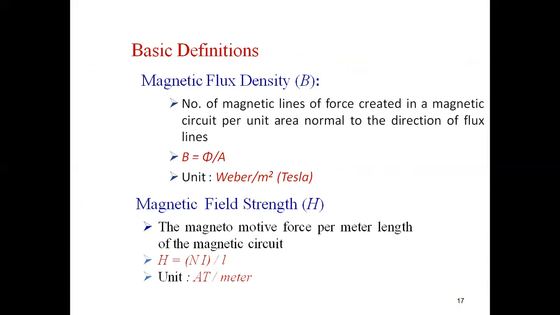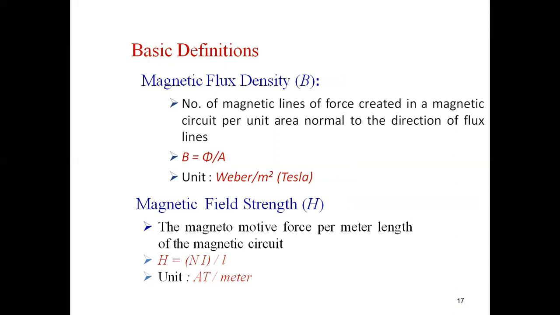The next definition is of magnetic flux density. It is denoted by B. The number of magnetic lines of force created in a magnetic circuit per unit area normal to the direction of flux lines is the magnetic flux density. It is given as B is equal to phi upon A, and its unit is Weber per meter square, or it is also given as Tesla.